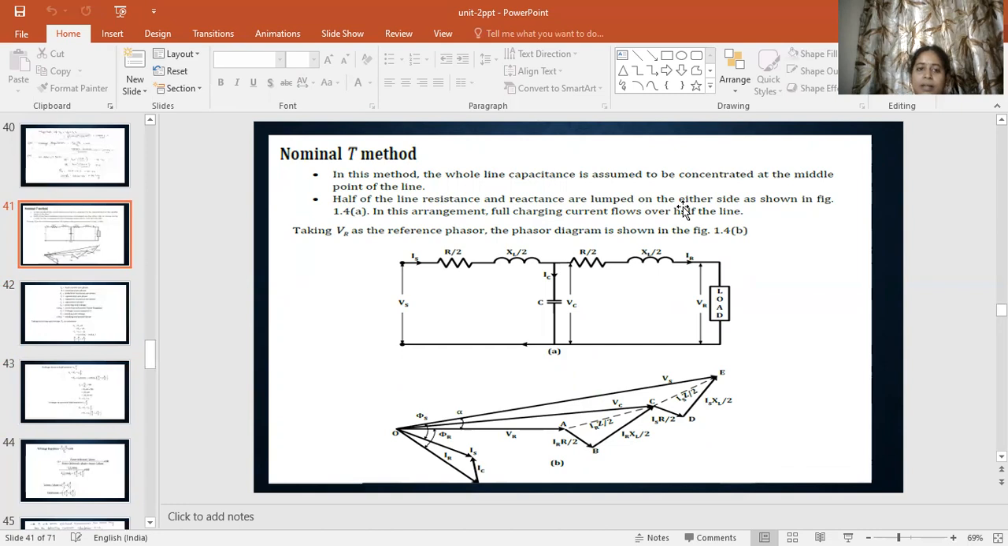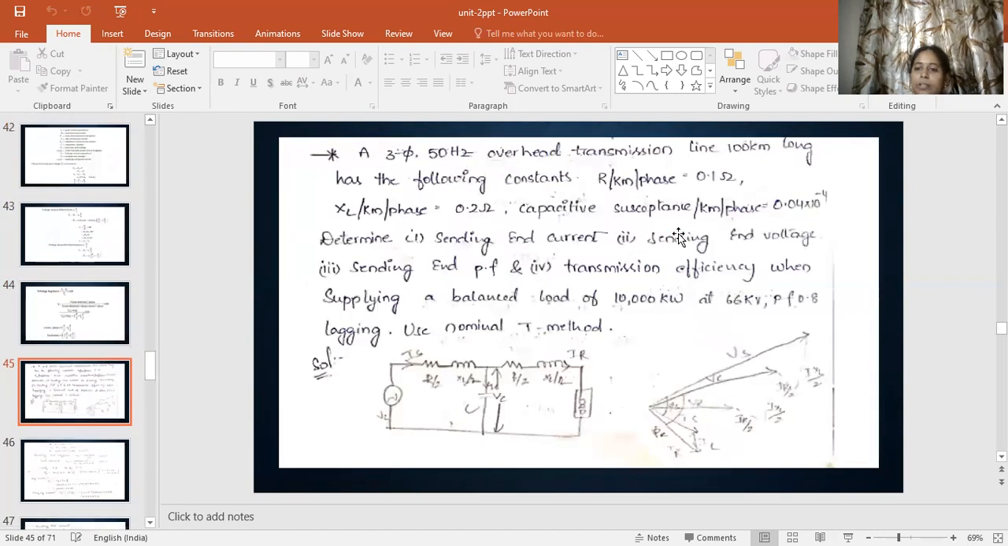And next class we are doing the problems.